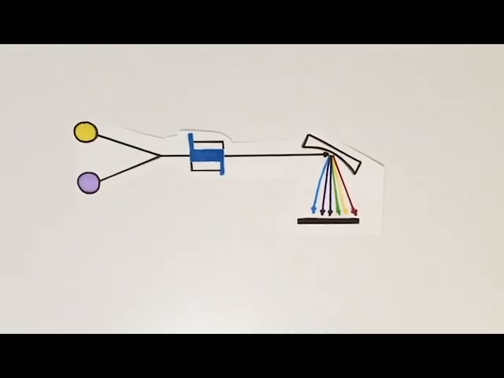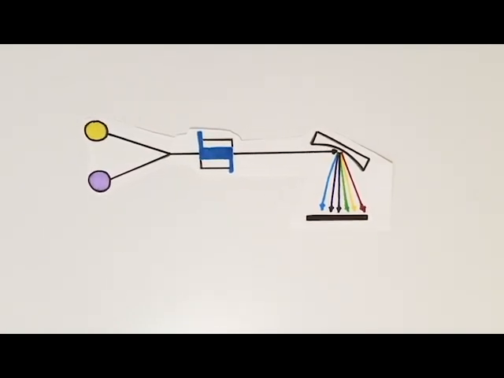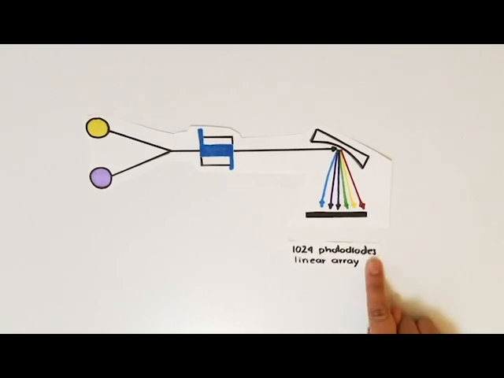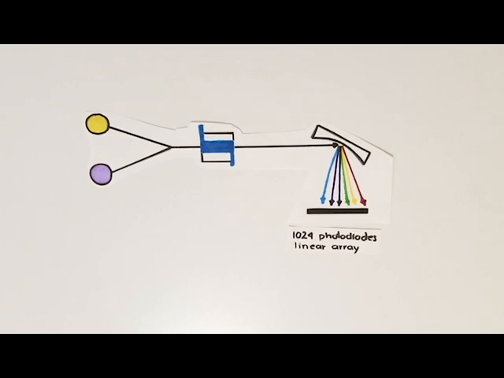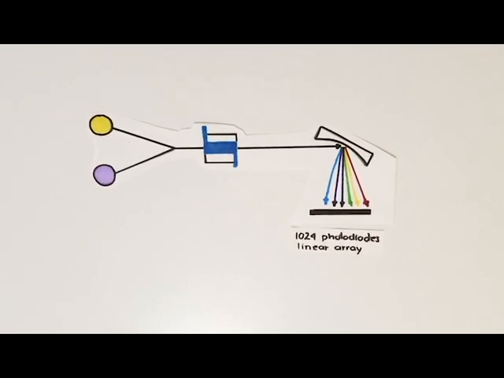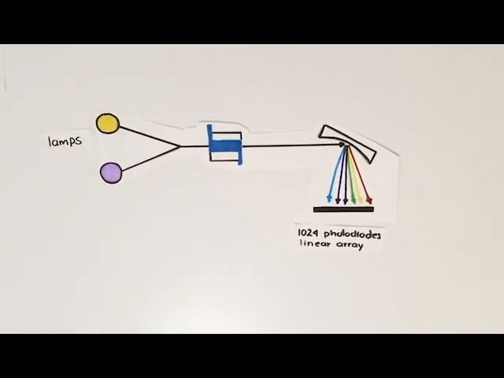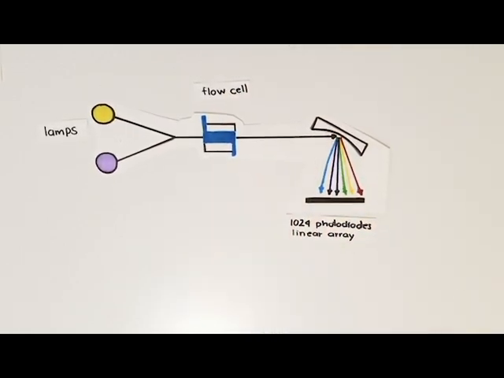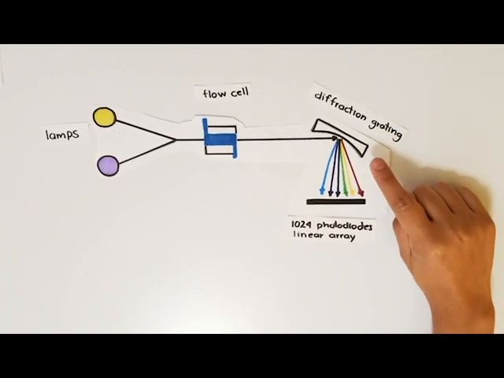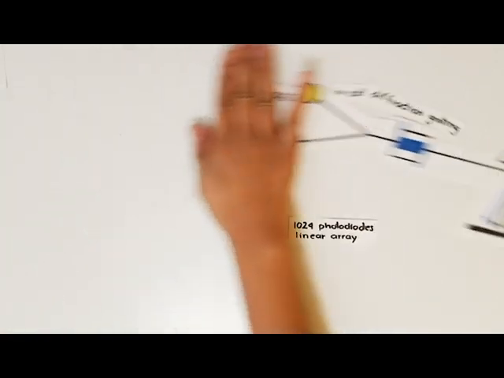But how does a diode array detector work? A diode array is an assembly of 1024 individual photodiodes in a linear array, detecting absorption in the UV-vis region. Thanks to this array, DAD can detect more than one wavelength at one time. This happens because the light from the lamps is shone directly onto the flow cell. Then, the light that passes through the flow cell is dispersed by the diffraction grating, and the amount of the dispersed light is estimated for each wavelength in the photodiode array.